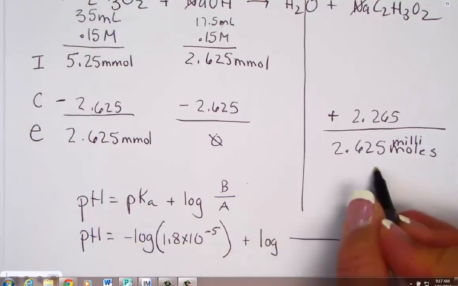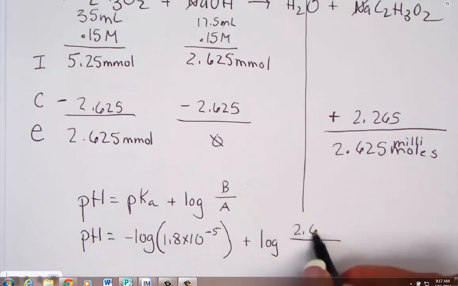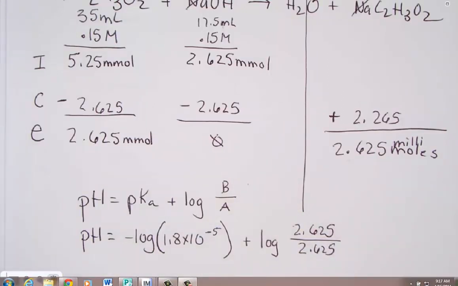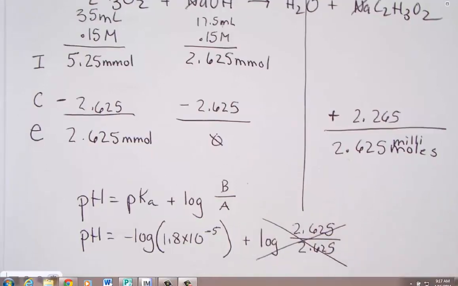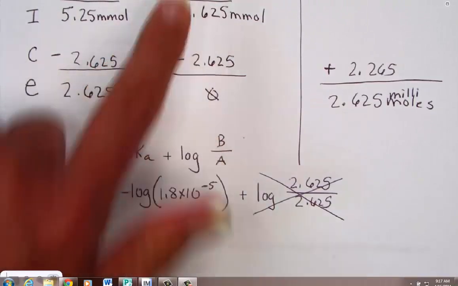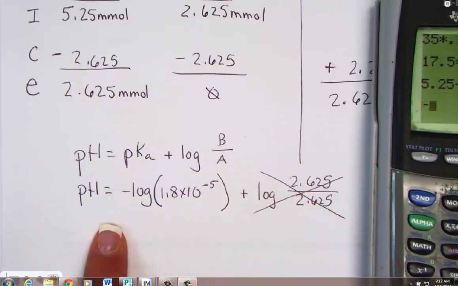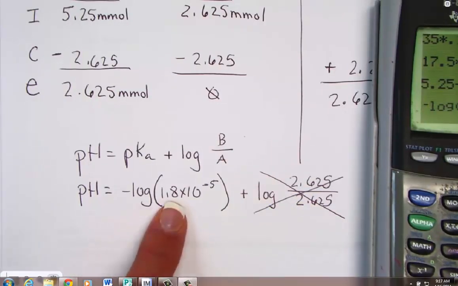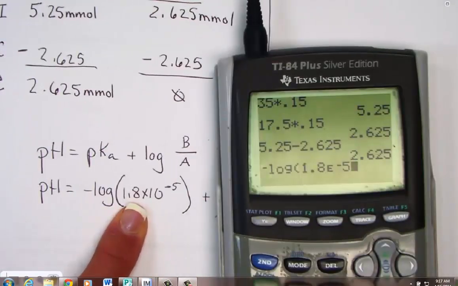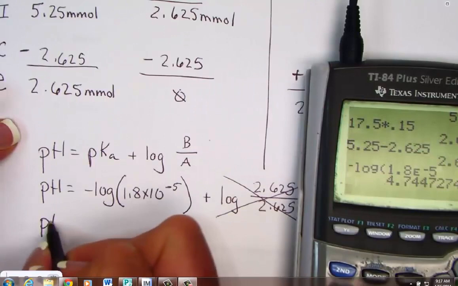But I notice that at this particular volume, the number of millimoles of the conjugate base and the conjugate acid are exactly the same. When that happens, that simply drops out, doesn't it? At this particular moment in time, when we delivered exactly 17.5 mils, I'm at equal millimoles of acid and conjugate base. Negative log of the Ka delivers for me the pH, 4.74 pH units.